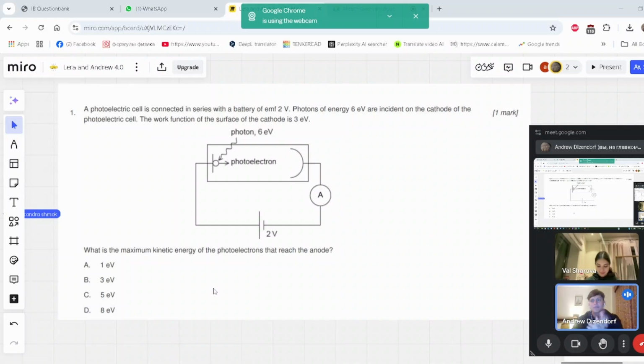Okay, let's go. If the photoelectric cell is connected in series with a battery of EMF 2 volts, photons of energy 6 electron volts are incident on the cathode of the photoelectric cell. The work function of the surface of the cathode is 3 electron volts. What is the maximum kinetic energy of the photoelectrons that reach the anode?